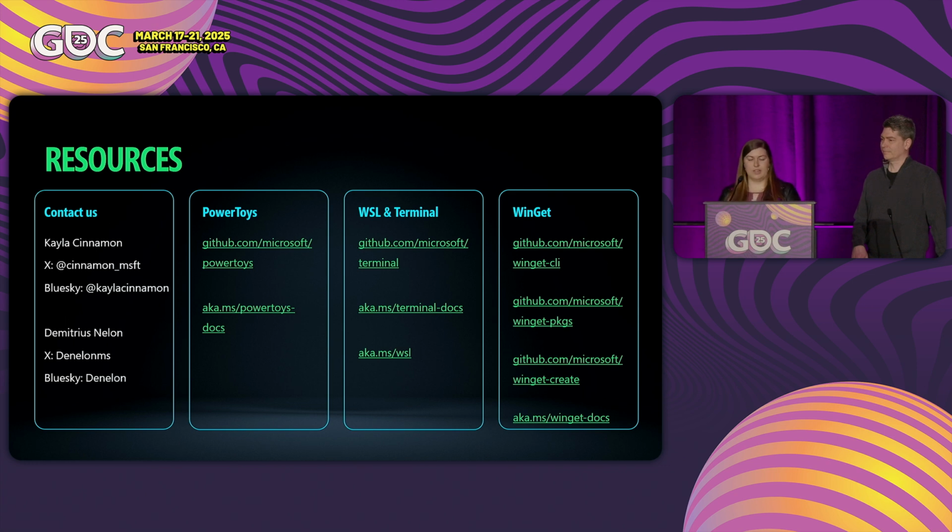PowerToys is open source on GitHub, so we've got the GitHub repo and the docs repo. Terminal's open source on GitHub, and we have the terminal docs and WSL docs. And then WinGet has two repos, one for the CLI and one for the package manager. So the GitHub repos are there. We've got like five. They're all cross-linked, so they're all up there too, and the docs are there as well.